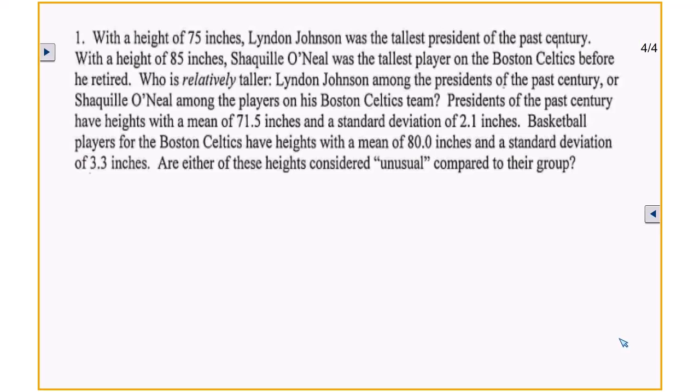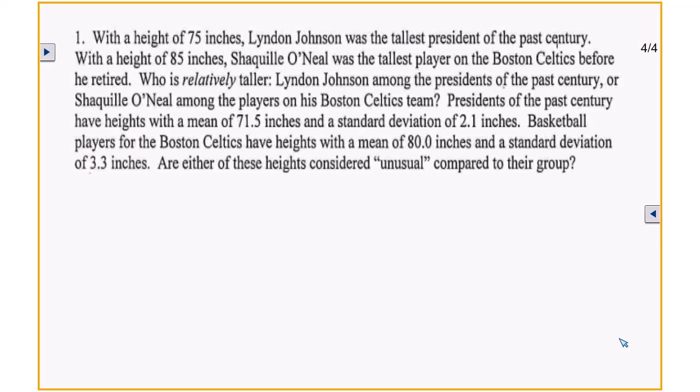So is Shaq a big fish in a little pond or a little fish in a big pond? It's hard to put little with Shaq, but he's a little fish in a big pond because everybody in the NBA, except Spud Webb and 2%, they're tall. So is Shaq relatively tall in a population of basketball players? No. Is LBJ relatively tall as presidents? Yes. LBJ is a big fish in a little pond. Shaq is a little fish in a big pond. So how do you compare them?